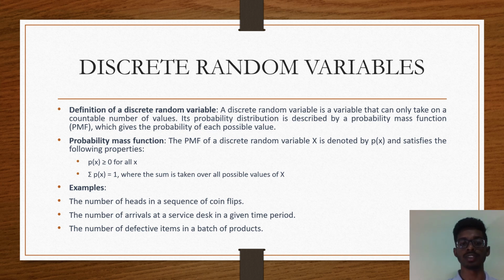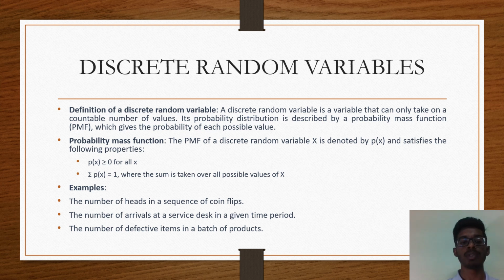Probability mass function. The probability mass function of a discrete random variable X is denoted by p of x. A probability mass function of a discrete random variable must satisfy the following properties, that is, p of x greater than or equal to 0 for all x. It means that every outcome of an uncertain event should have probability greater than or equal to 0. It means there should be no impossible event, that is, its probability should be greater than or equal to 0.